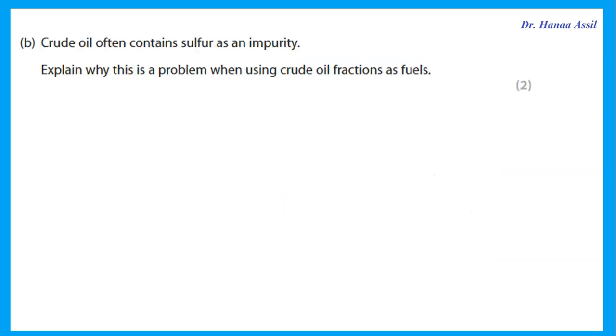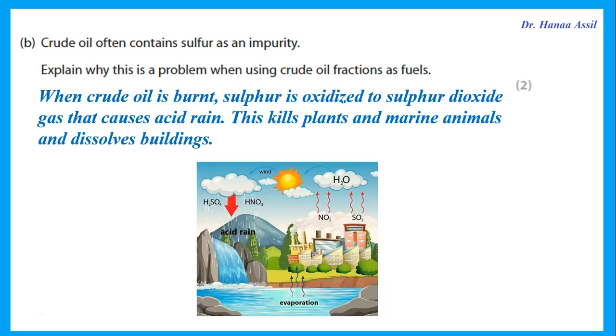Crude oil often contains sulfur as an impurity. Explain why this is a problem when using crude oil fractions as fuels. Well, if the crude oil contains sulfur as an impurity, then when the crude oil is burned, sulfur is oxidized. So the sulfur burns with the crude oil.